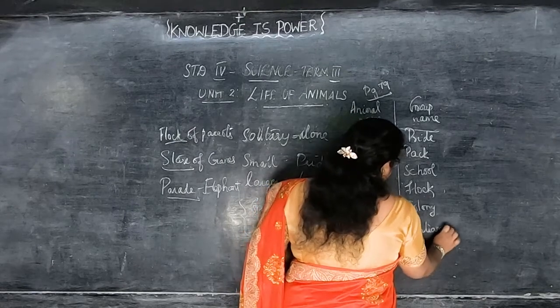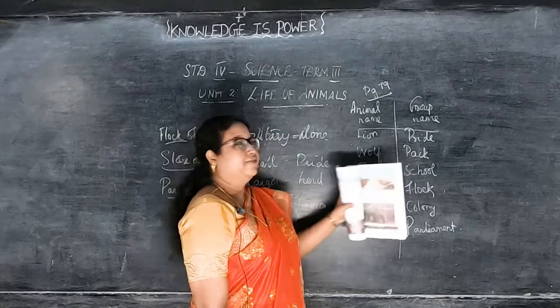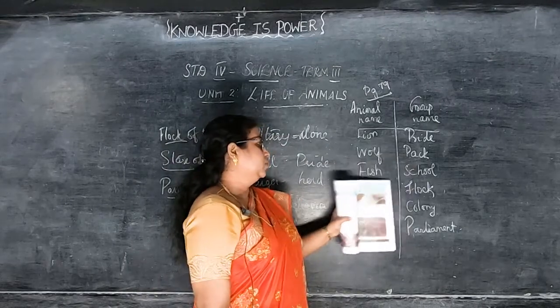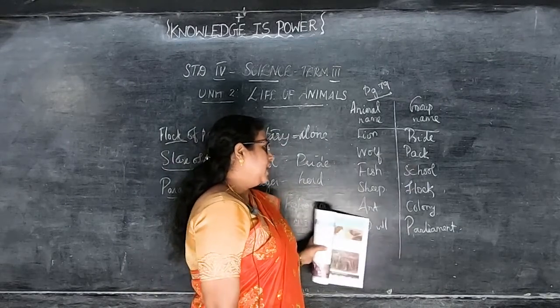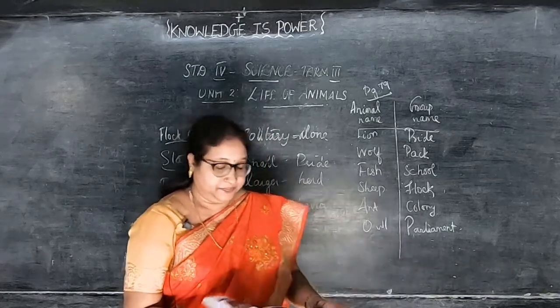Now did you understand this, children? What are the group names for these animals? Lion, pride; wolf, pack; fish, school; sheep, flock; ant, colony; and owl, parliament. Be thorough with these names, children.